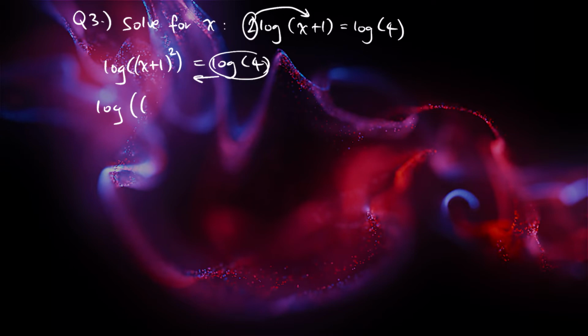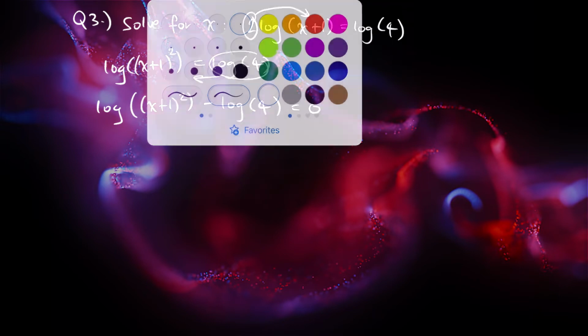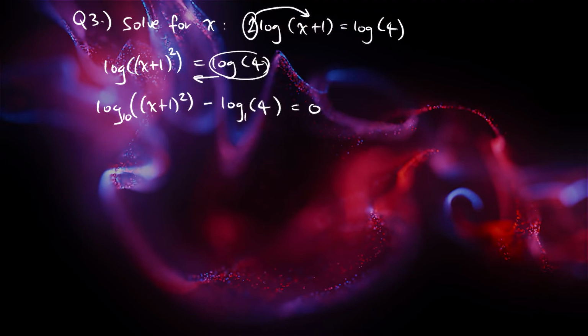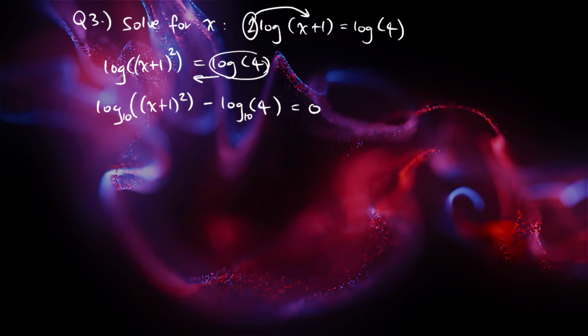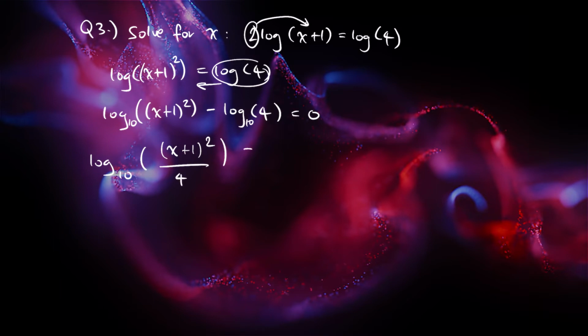So we're going to have log of x plus 1 squared subtracted from the log of 4 is equal to 0. And now remember that if we subtract 2 logs with the same base, and remember that the base here is log 10, or we can assume it to be log 10 at least, that means we can actually divide the arguments. So we're going to get the log base 10 of x plus 1 squared divided by 4, and that's equal to 0.